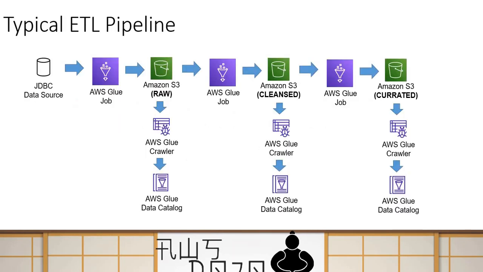Just to set the ground, this is how the typical ETL pipeline looks like, and I have shown this diagram 100 times. You must have noticed it if you are following my video. So basically, in an ETL pipeline, you ingest data from some data source, and then you move data into three different stages: raw, cleansed, and curated. And you also catalog your data in all three stages so that your data is discoverable, your data is searchable.